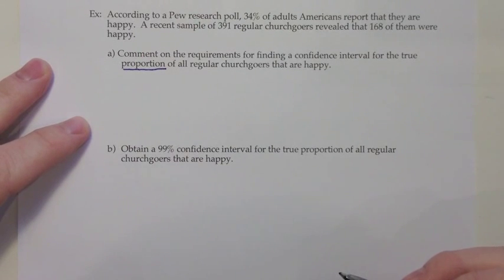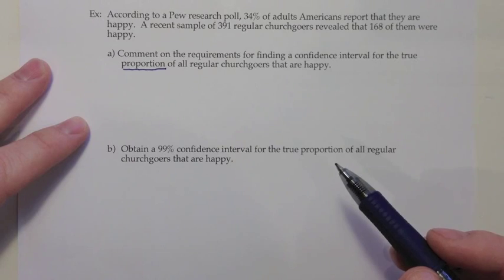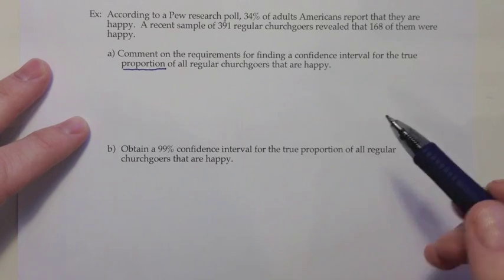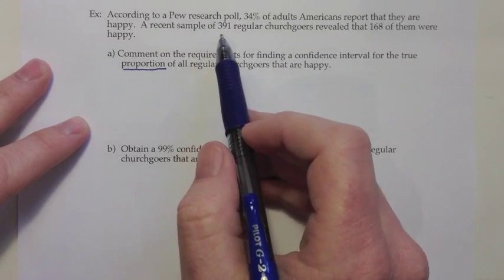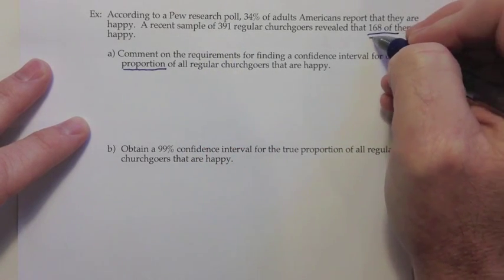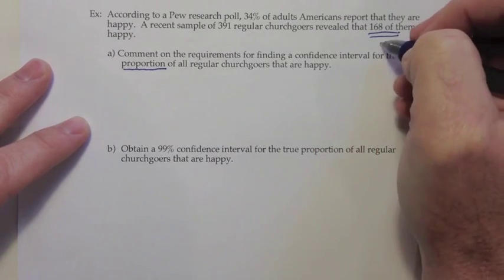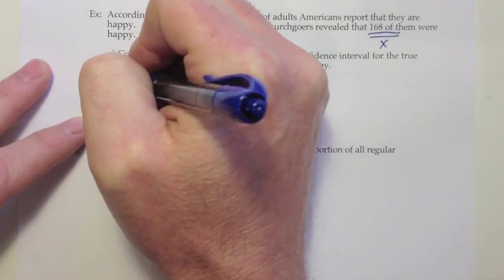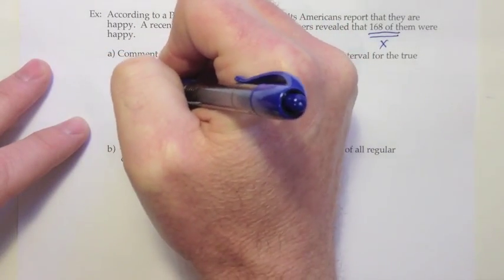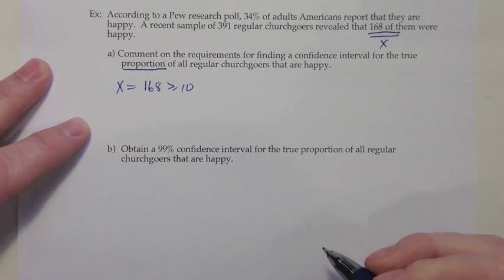And for a proportion problem, we're back to that idea of needing np and nq to be at least 10. And we've seen that the way we check that with proportion problems is to look at the number of successes and failures. In this problem, they looked at a sample size of 391, and they saw 168 successes there, 168 happy folks. So that's our x right there. So x is equal to 168. And that's greater than or equal to 10, so that takes care of part of our requirement.